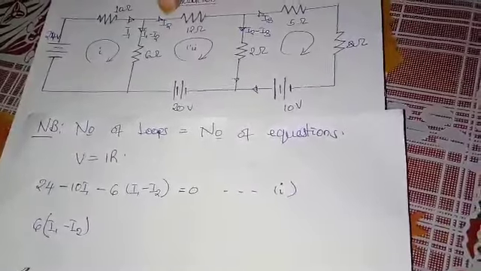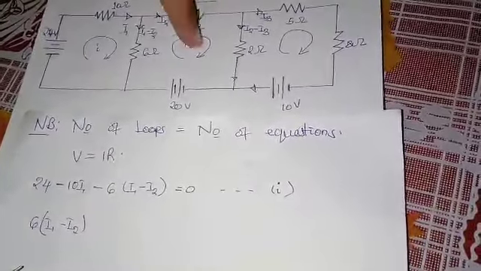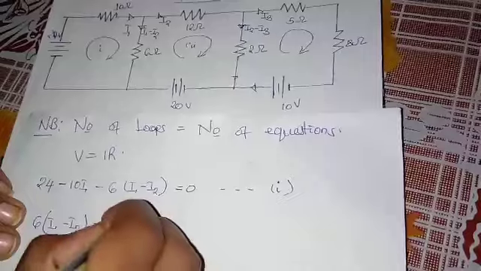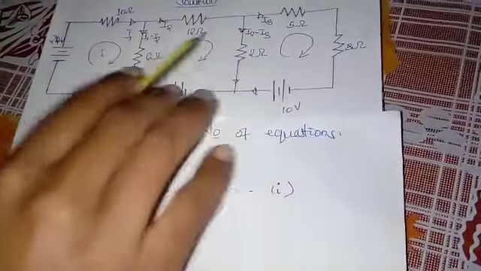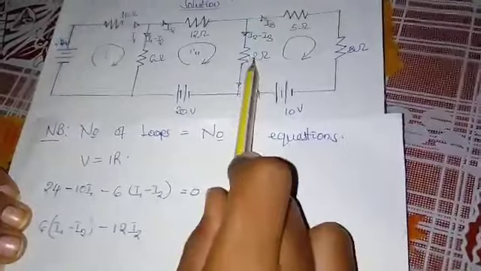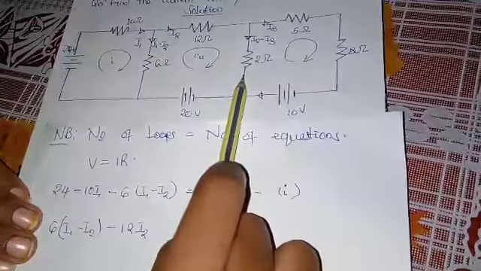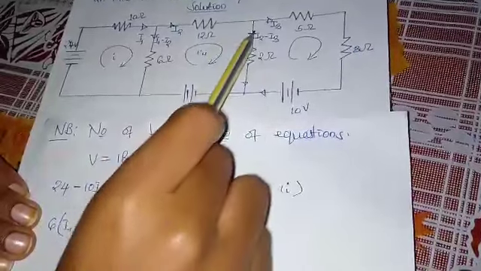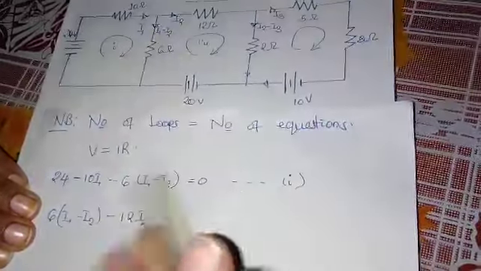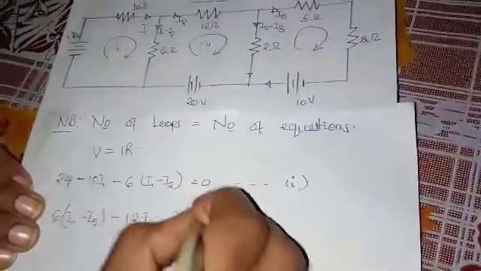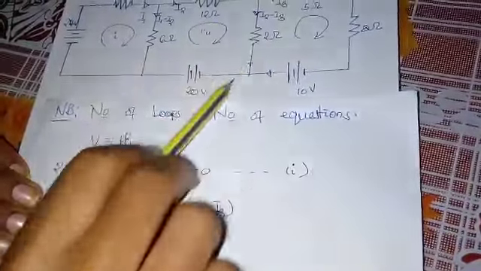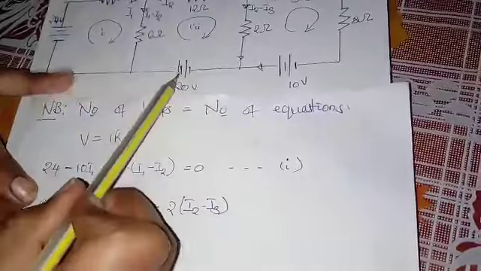Going on to this resistance, we have 12 ohm times I2, but the sign will be negative because the direction of the current and the direction of the loop is the same. So we have minus 12 I2. Going on to this resistance, we have 2 ohm times the current which is passing through this resistance. We have 2(I2 minus I3), but the direction of the current and the loop is the same, so it is minus 2(I2 minus I3).